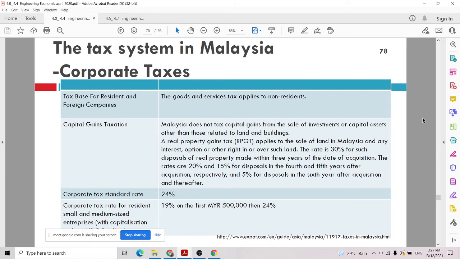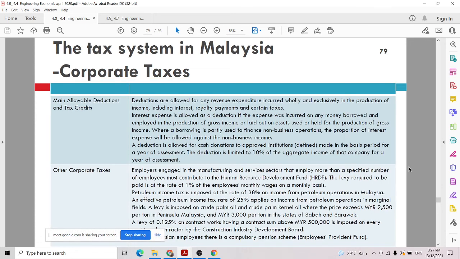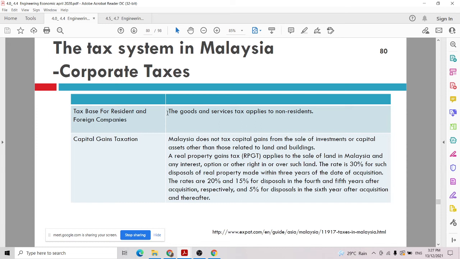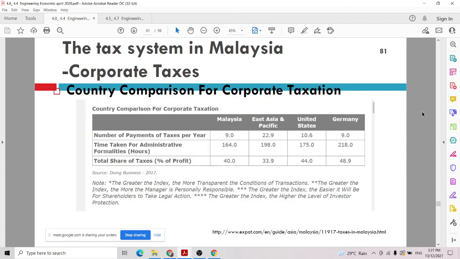Okay, this is for corporate. This is just for your info. Corporate tax is about 24%. Below 500,000 ringgit profit, your tax is about 19%. Above that is about 24%. A quarter is what you need to pay to the government. They also have tax relief.